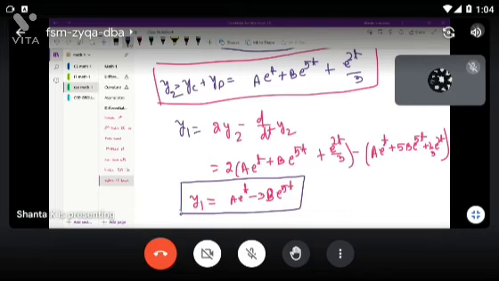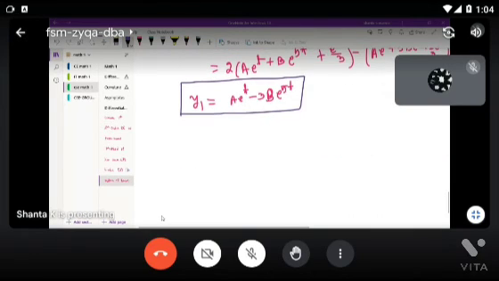So you can use whatever methods you know. One example we did, another you solve. Solve the system of equations.